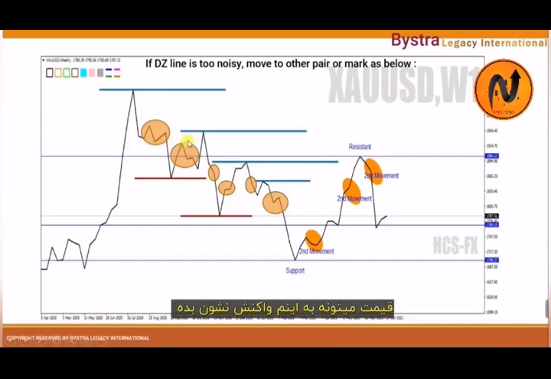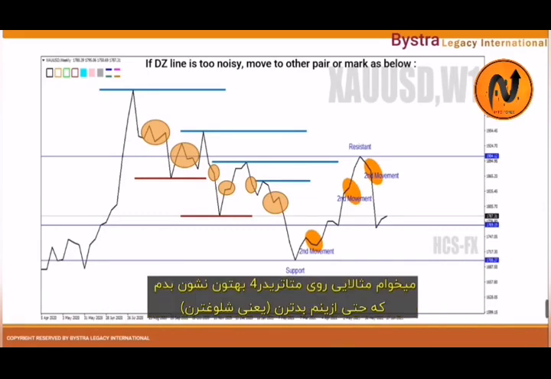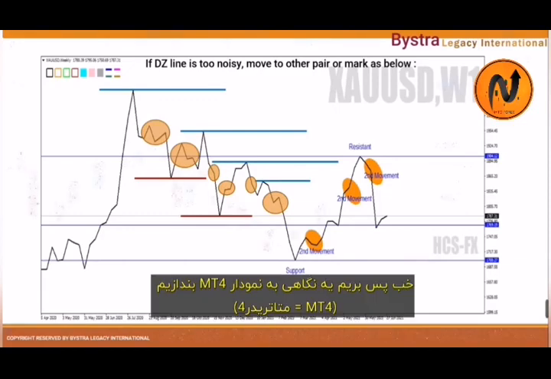Price could still react to it. It's just that I would prefer to have it this way for my own monitoring, so it's easy for me. Whatever happens in that zone, I will monitor again whether there is a breakout or a rejection. I'm going to show you in an MT4 chart where they are even worse than this. So let's have a look at the MT4 chart.